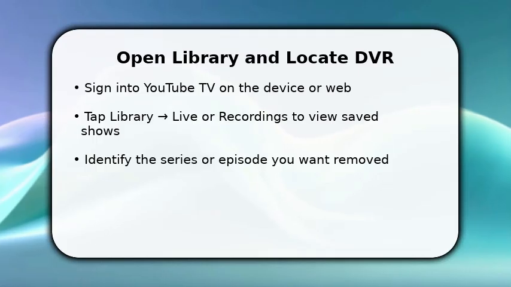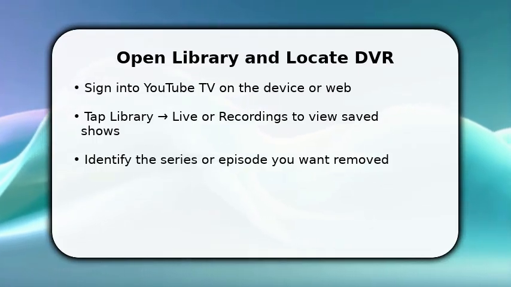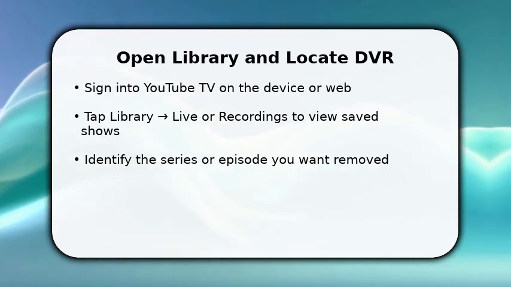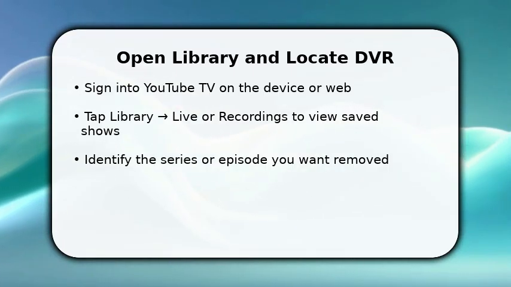You start by opening YouTube TV and signing into the exact account that owns the DVR. Once done, go straight to Library and choose Recordings. This shows only what's stored.